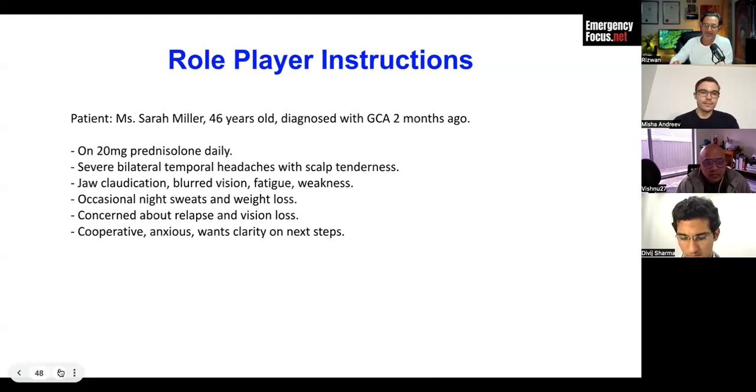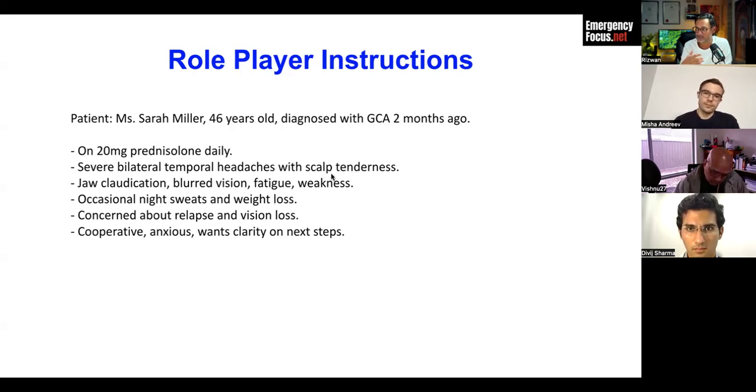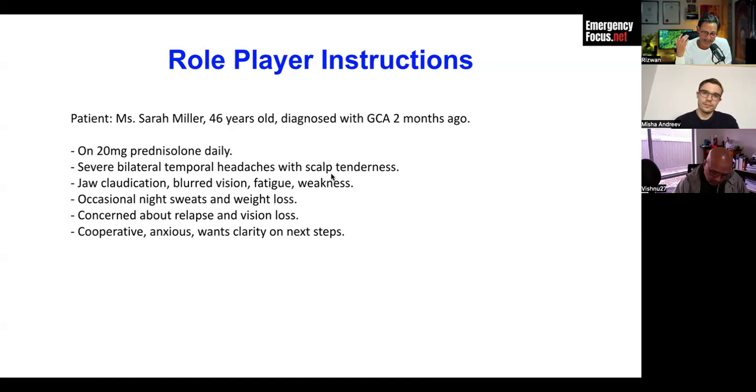Gathering information, giving information. So she would be in the range of 40 and 50s. That is the peak incidence of giant cell arteritis. She would be on a maintenance therapy. She would be presenting with bilateral temporal headaches and scalp tenderness. And scalp tenderness, obviously, you can establish by brushing hair, touching yourself on the scalp. Jaw claudication and blurred vision should ring red flags or ring bells. There would be fatigue and weakness, and occasional night sweats and weight loss, and concern about relapse and vision loss.